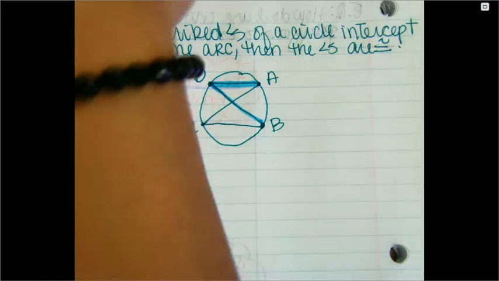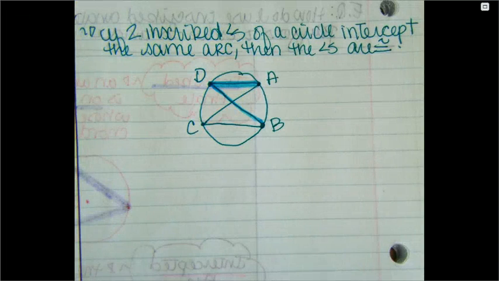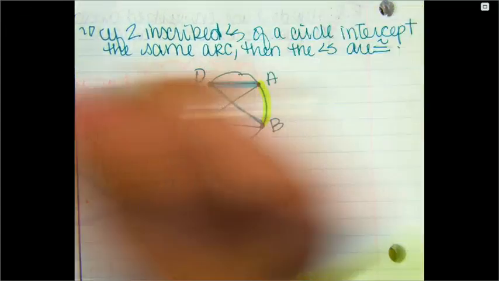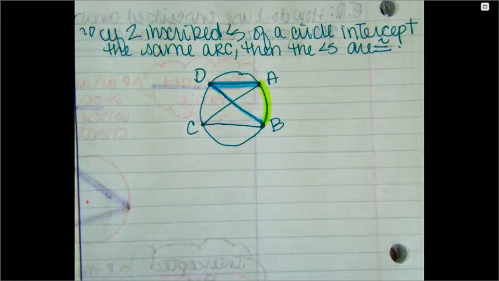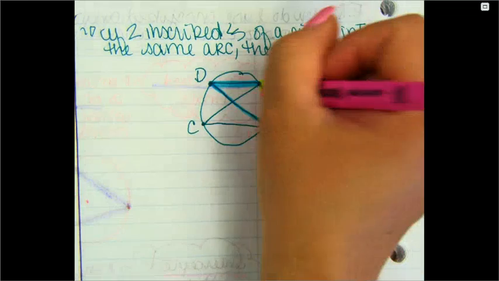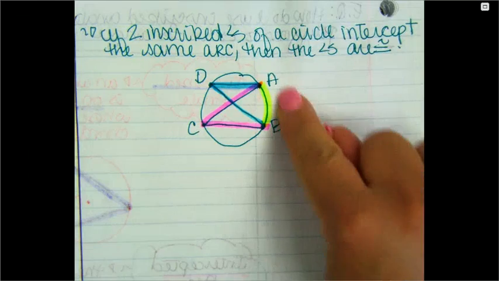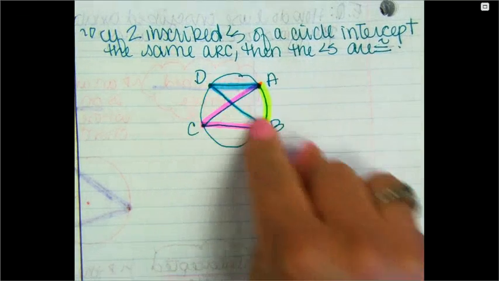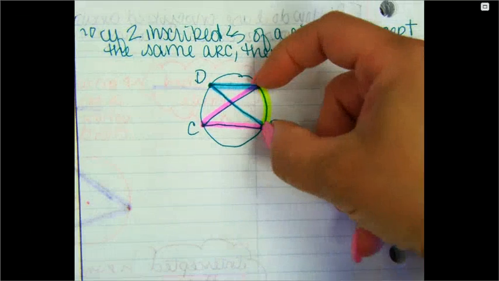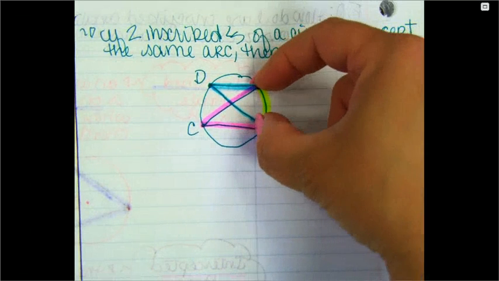As you're looking at angle ADB, what arc does it have? What is its intercepted arc? Arc what? Arc AB. You see it? Okay. Now, is there another angle that opens up to the same arc? What is it? Angle ACB. Also opens up to the same arc. So even though they're located in two different areas, they're opening to the same arc, which makes them congruent.